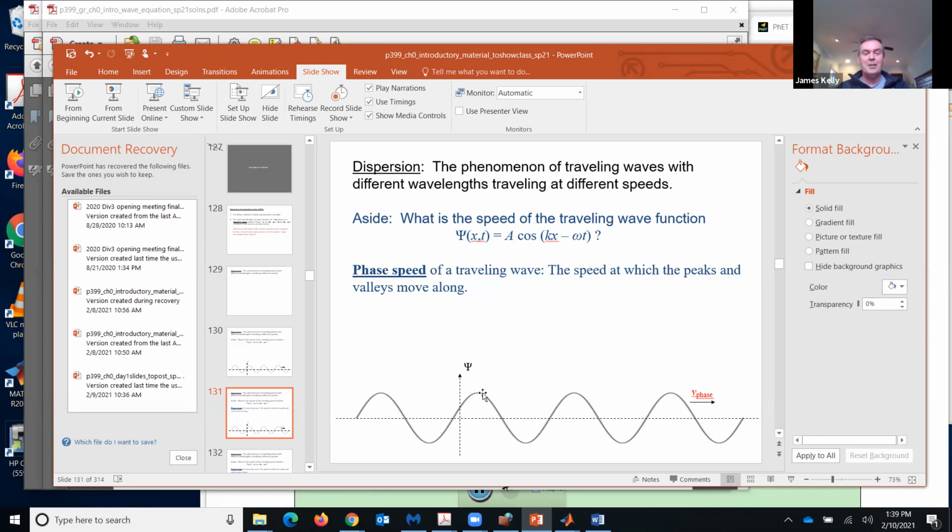If you think about that superficially, it might not be obvious, but then if you think about it again, it's clear it has to be true, right? And if you wait one period, this peak has to get over to where that peak is. So it traveled one wavelength in one period.